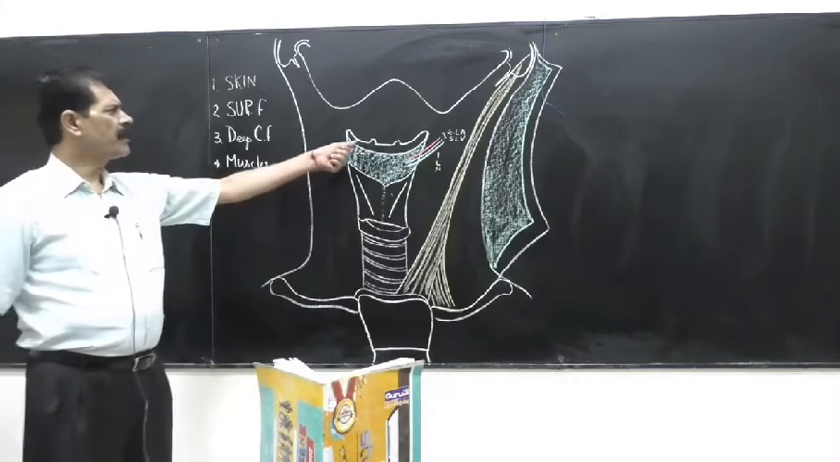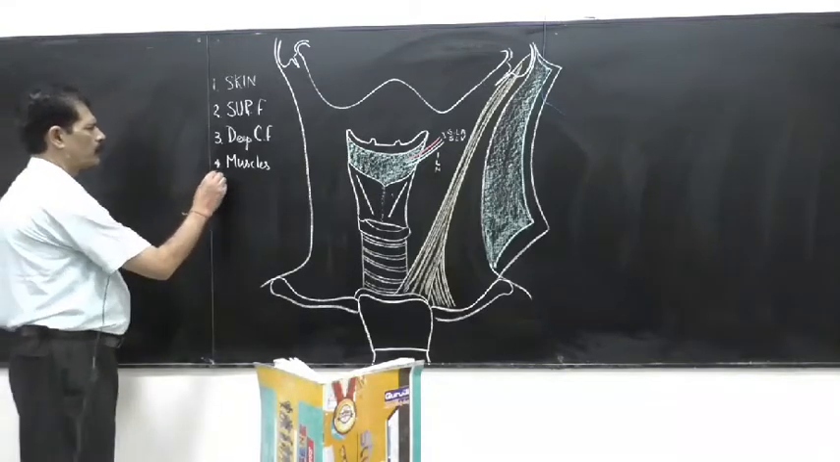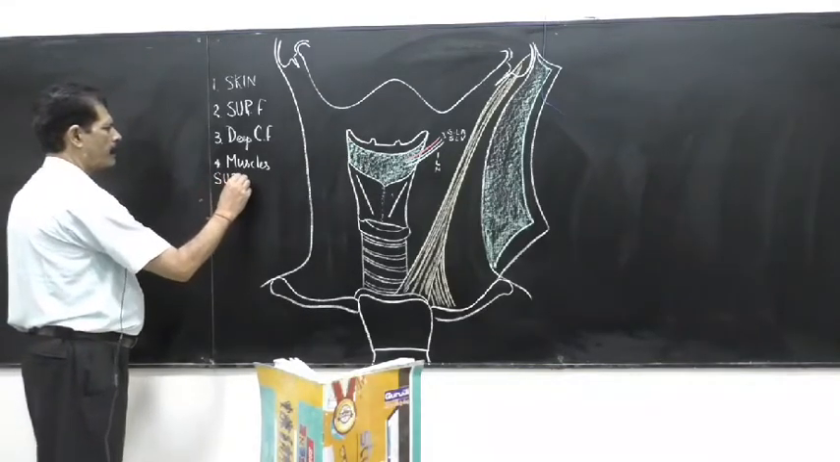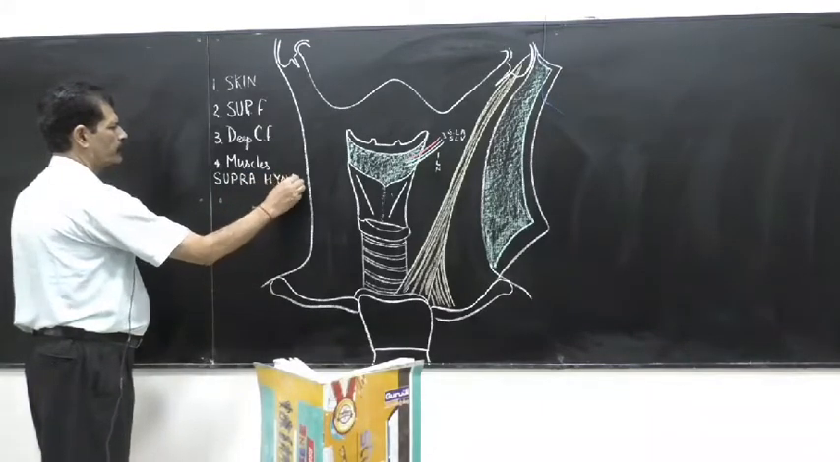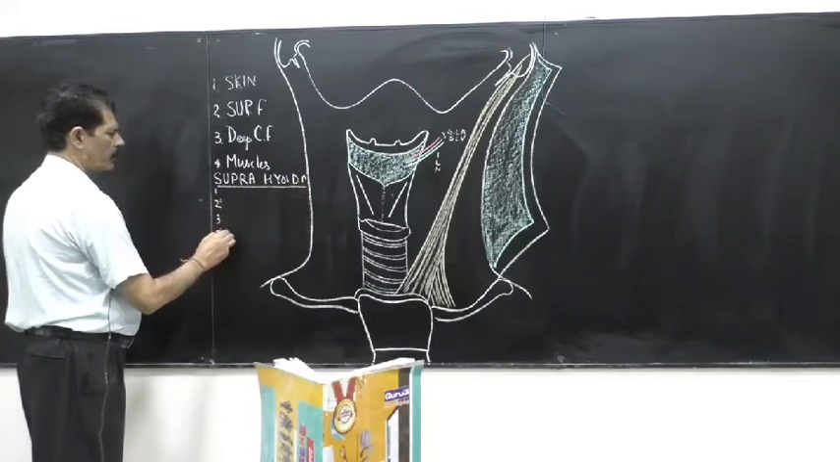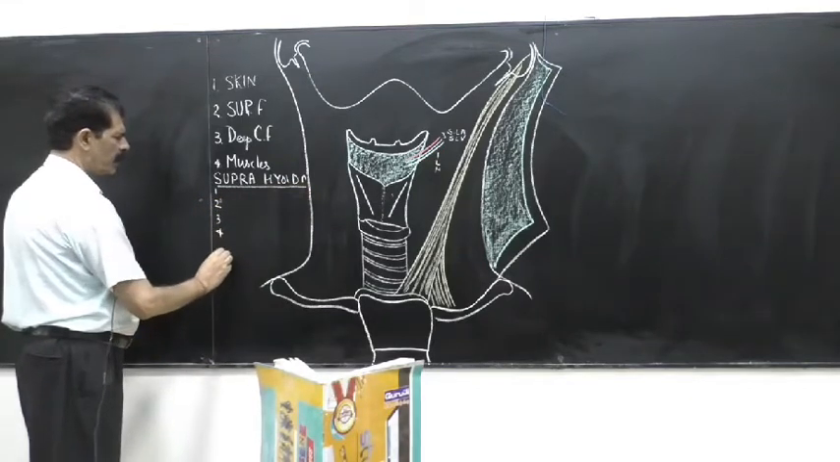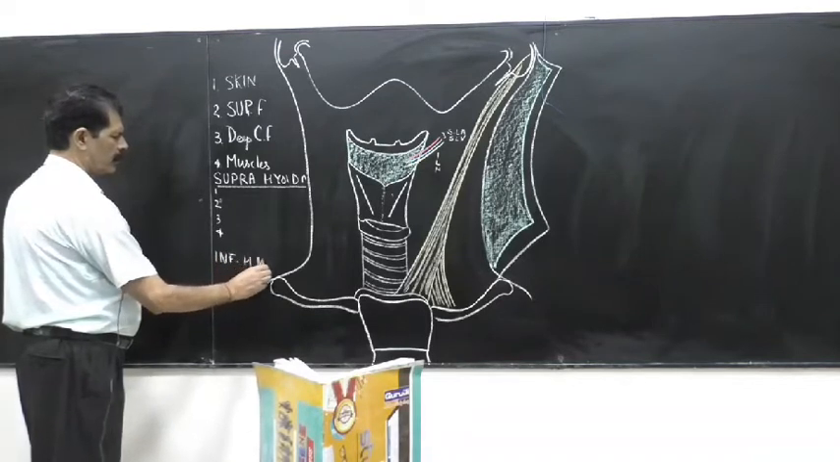The muscles that lie above the hyoid bone are called the suprahyoid muscles, and they are four in number. Similarly, there are the infrahyoid muscles. They are also four.